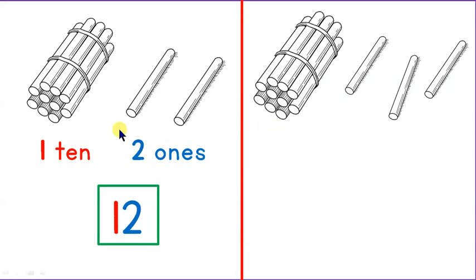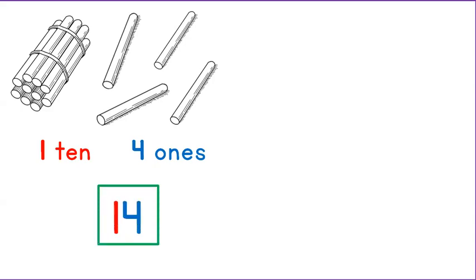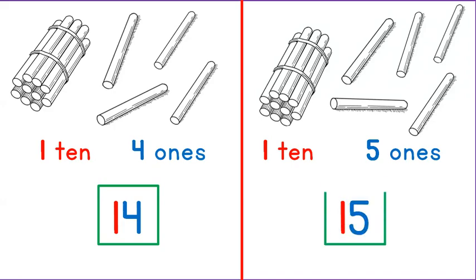How many tens and how many ones? 1 ten and 3 ones. 1 ten and 3 ones make 13. Yes, you are right. Yes, tell me how many tens? 1. And how many ones? 1, 2, 3, 4. 4 ones. 1 ten and 4 ones make 14. Yes, you are right. How many tens? Only 1. How many ones? 5. Yes, you are right. 1 ten and 5 ones make 15.